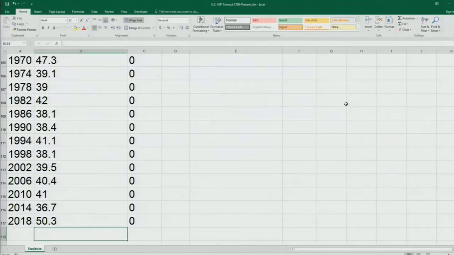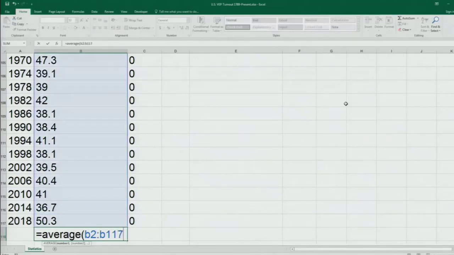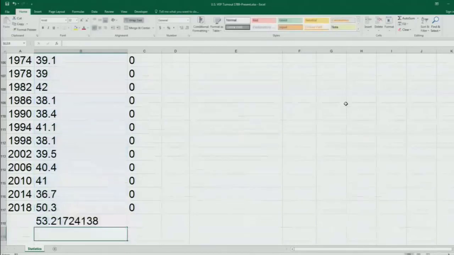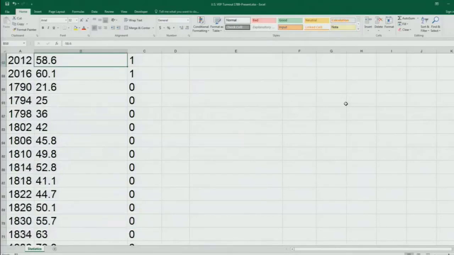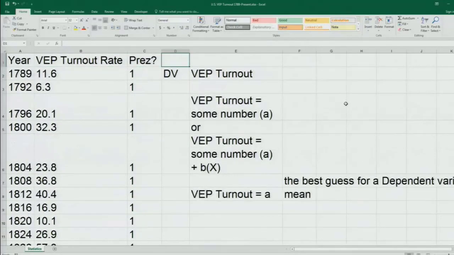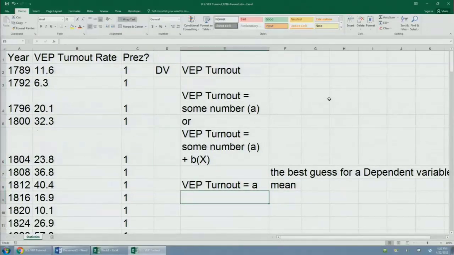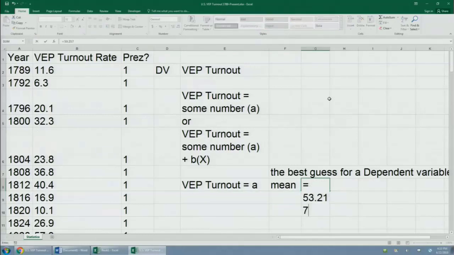And we can literally do that. Let's calculate the average. The average is, for all those years, wow, 116 years of elections. My goodness, that's a lot of national elections. That average is 53.2, 53.217 for all those years. The mean equals 53.217.